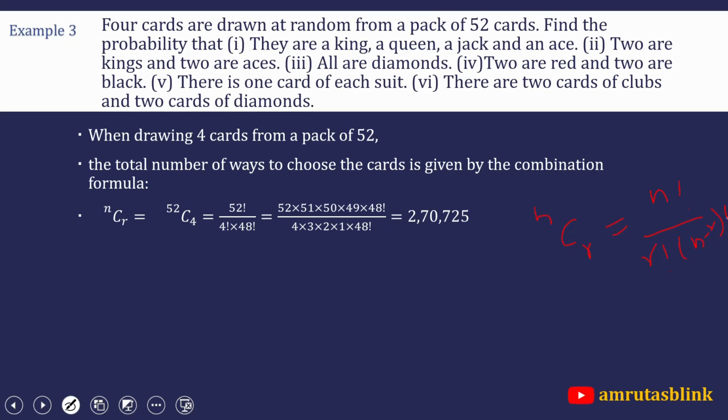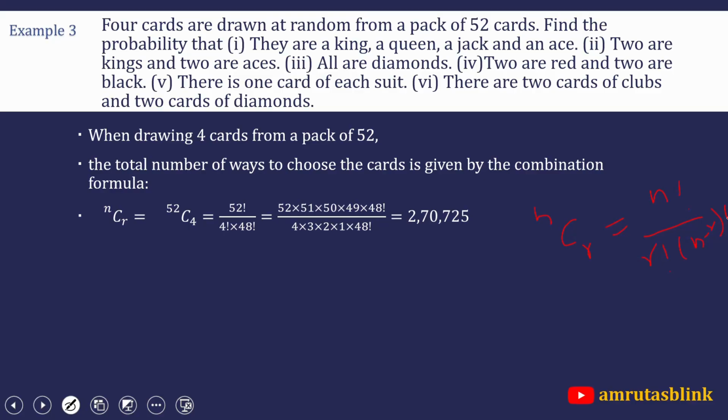So, now here when we need to select 4 cards from a pack of 52 cards, n is equal to 52 and r is equal to 4. So the number of events in the sample space is equal to 52C4. Now we'll further simplify this, that is 52 factorial upon 4 factorial into 48 factorial, since 52 minus 4 is equal to 48. Now we need to solve this one.